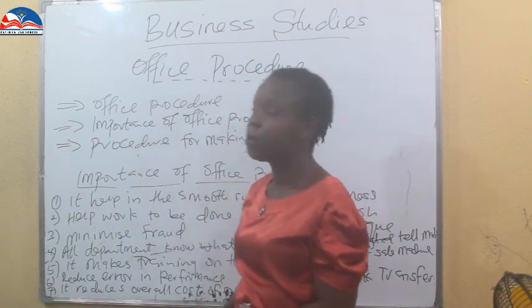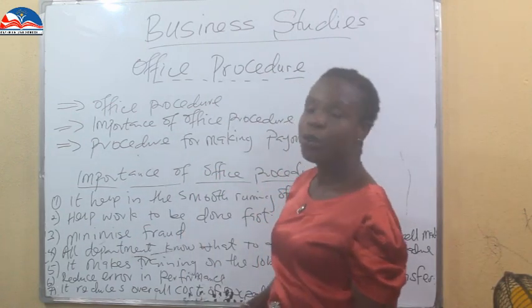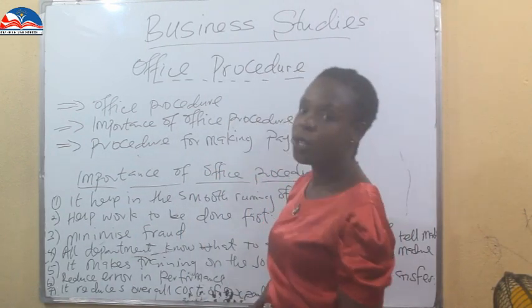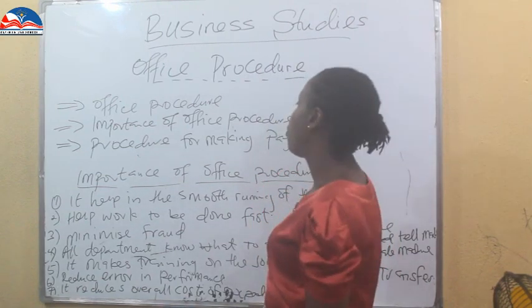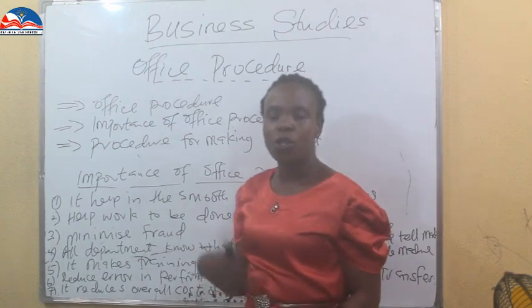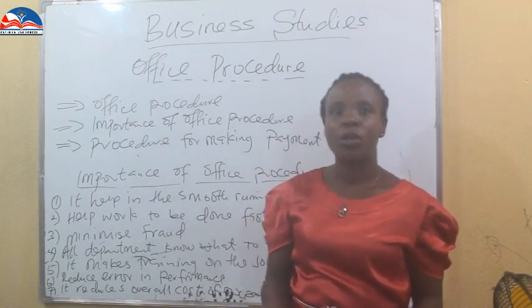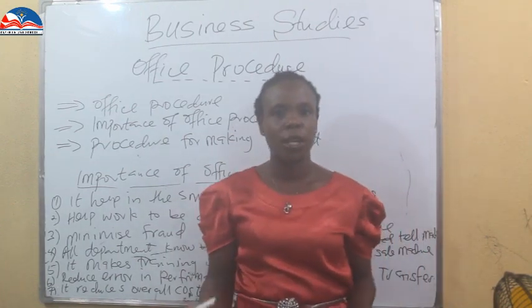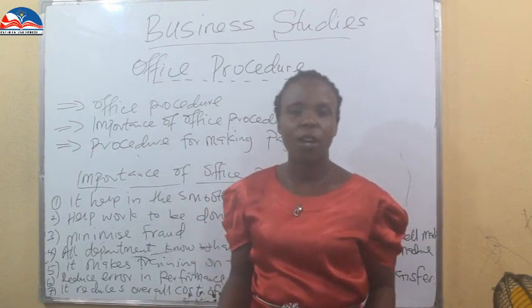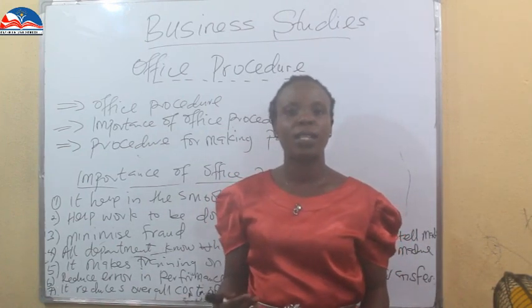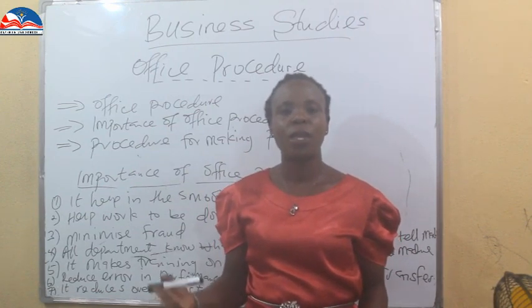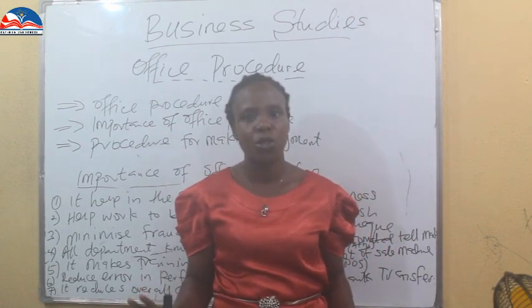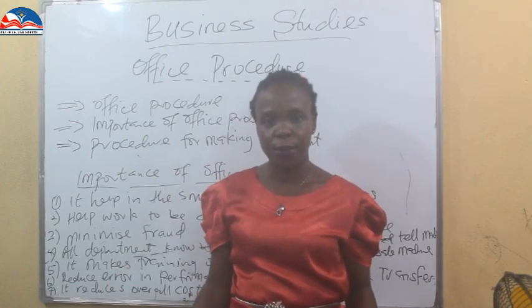That's for our first objective, because in our class for today, we are covering three objectives: what is office procedure, importance of office procedure, and procedure for making payments. So we've seen that procedure does not have a laid down definition or explanation. It depends on how you want to put it. But know that it has to do with rules, regulations, and a systematic way of doing things in the organization to make the organization run smooth and run better.